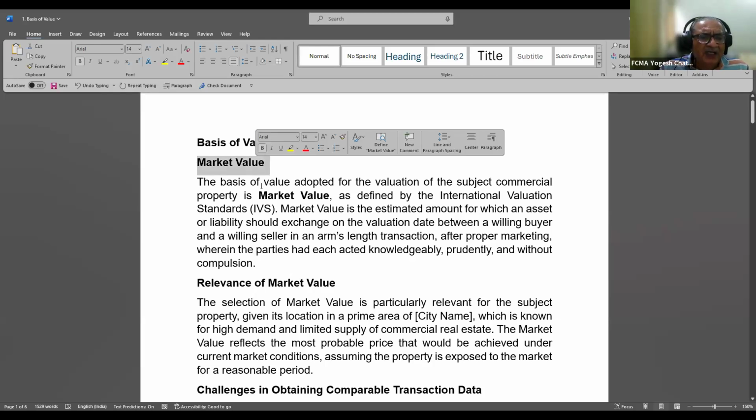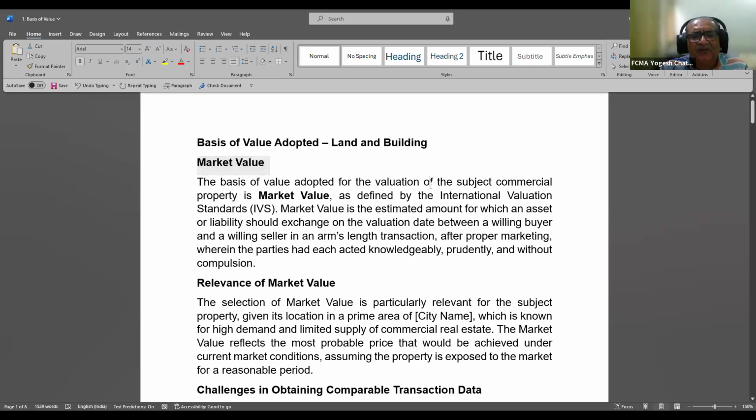The basis of value adopted for the valuation of the subject commercial property is market value as defined by the International Valuation Standards. So what is the definition of market value? This is the meaning of market value provided under the IVS. Market value is the estimated amount for which an asset or a liability should exchange on the valuation date between a willing buyer and a willing seller in an arm's length transaction. What is an arm's length transaction?